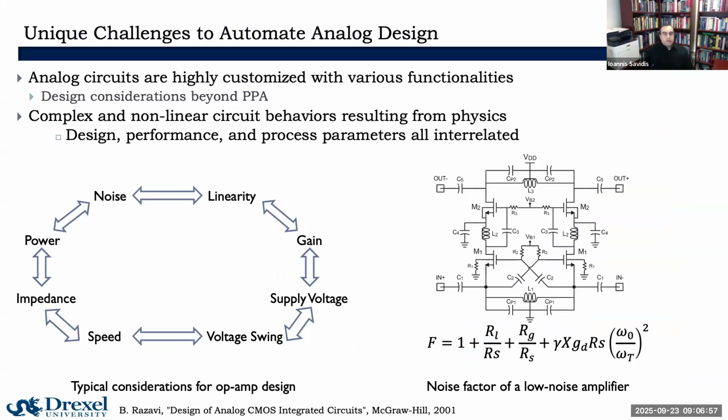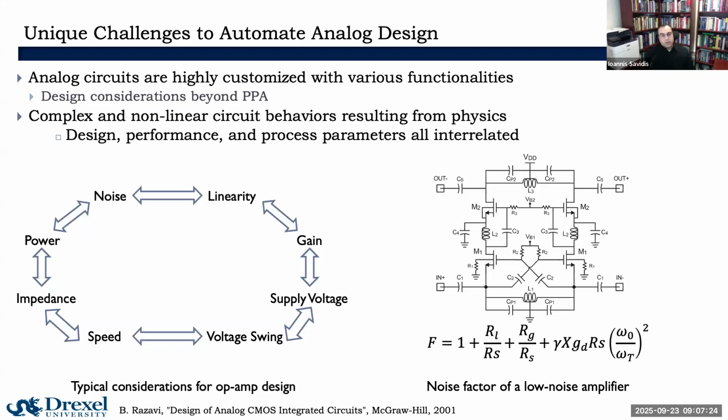So let's take a look at some of these unique challenges to automate analog design. We saw the list of categories for analog circuits that require high customization to achieve the various functionalities that we want to implement. The additional design considerations beyond the power, performance, and area that we typically evaluate and optimize for digital circuits are what make analog automation more challenging.